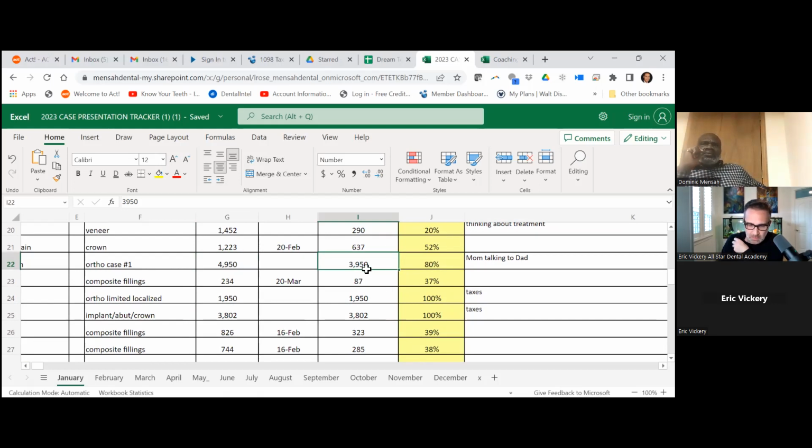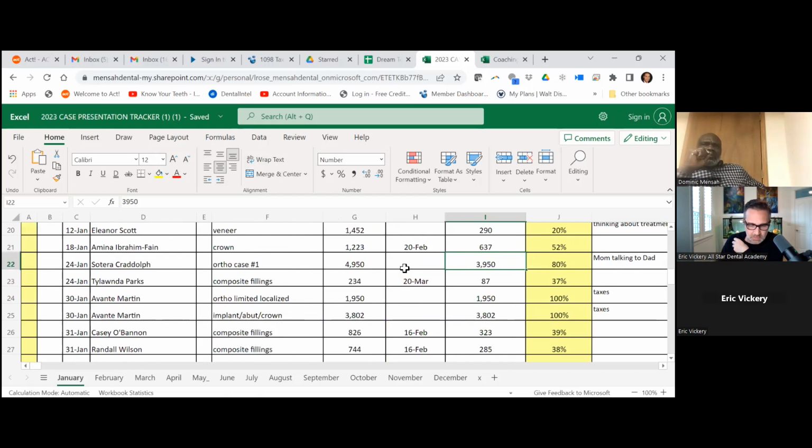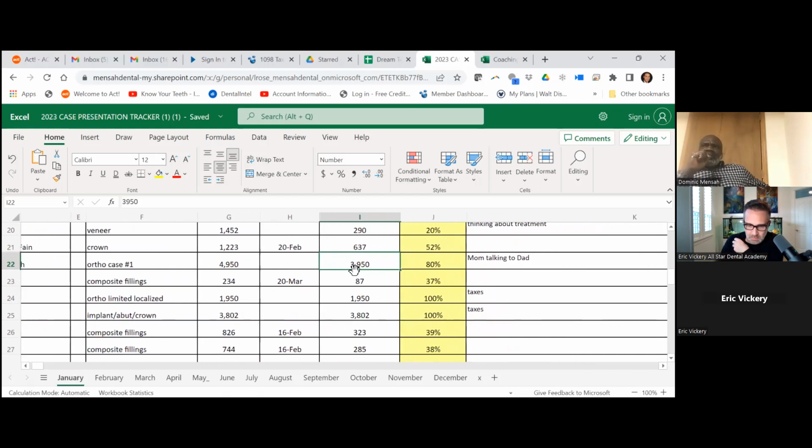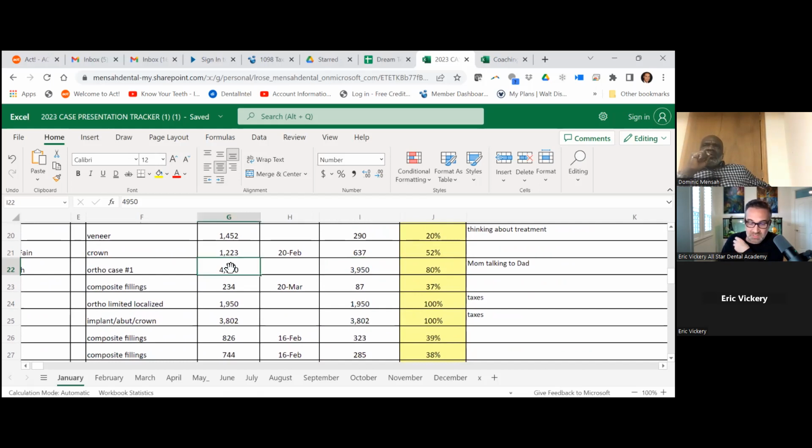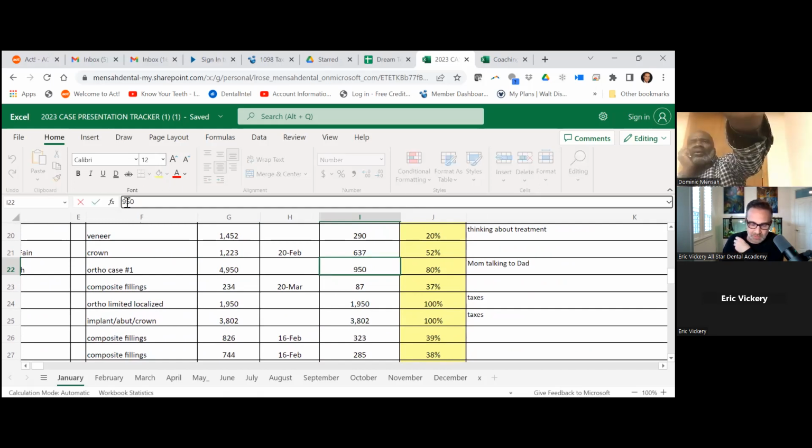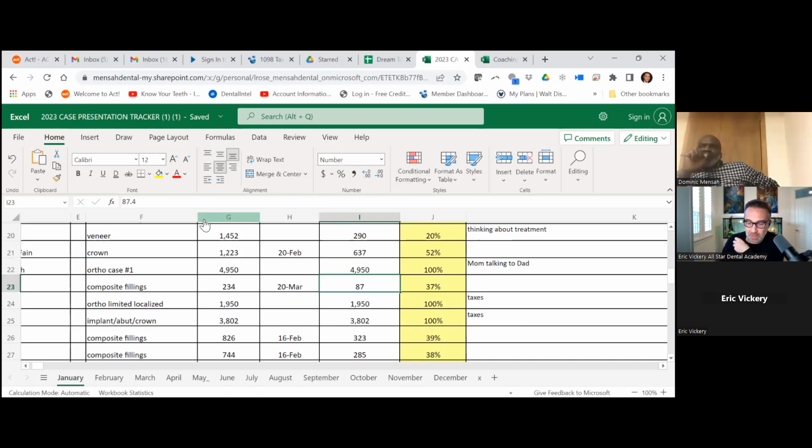Who's that patient? That is Sotera Kradolf. That's a good question, because the ortho should be, unless that's insurance. Okay, it could be insurance discounting the fee. Then we should be presenting 3950 and 3950 accepting, right? Well, no. If on insurance they have $1,000 coverage for ortho, keep this 4950 because we're going to get 4950 for that case, some from insurance, some from patient.